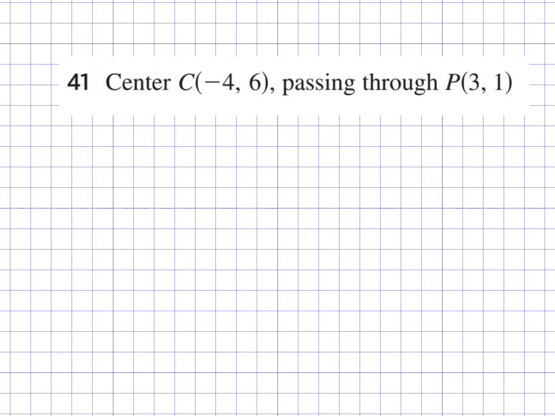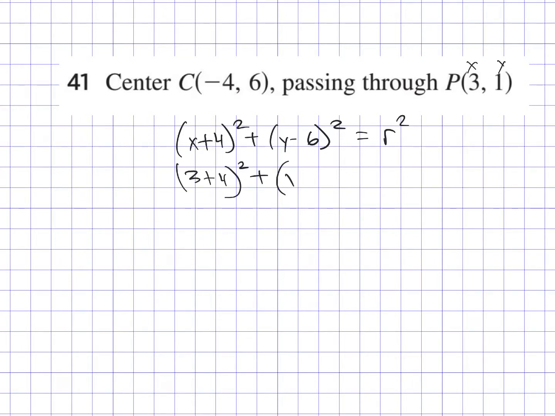All right, so this is crazy because it doesn't give you the radius, just the center. So that is going to be x plus 4 and y minus 6, and that's equal to the radius squared. Well, how do we find the radius? Here's your x and your y. Just plug those in. So 3 plus 4 squared plus 1 minus 6 squared equals your radius squared. Any point that is on the circle is also a solution for x and y, so you can substitute that in.